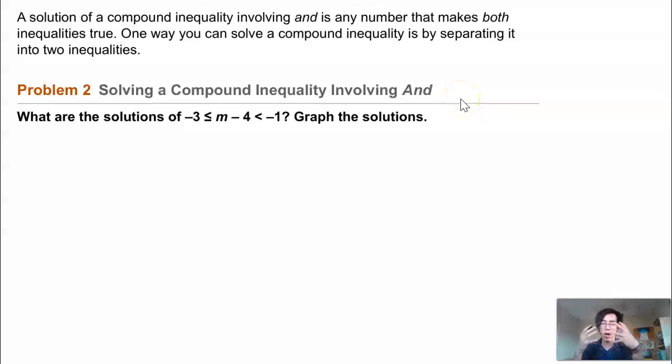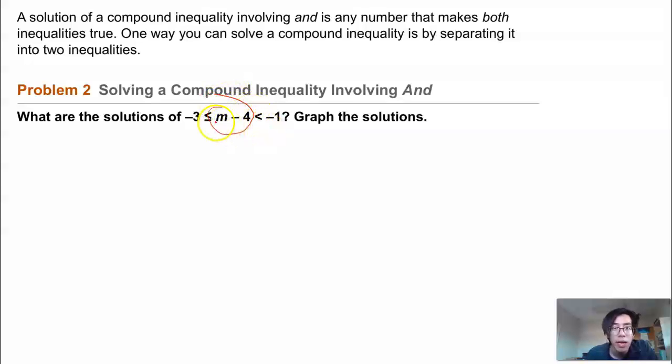Alrighty, so now that we know how to decipher a compound inequality and then graph it on a number line, how can we solve for a variable in a compound inequality? So in other words, how do I isolate this variable m right here?